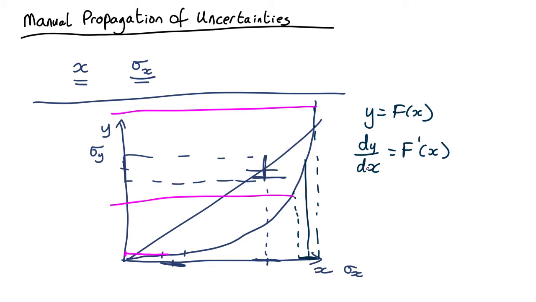So the fundamental equation for this is that sigma y equals dy by dx times sigma x. You can basically think of sigma x as a small amount of x, so that's like a dx, so the dx's cancel out and you get dy equals dy. And this is the fundamental equation behind all uncertainty propagation.